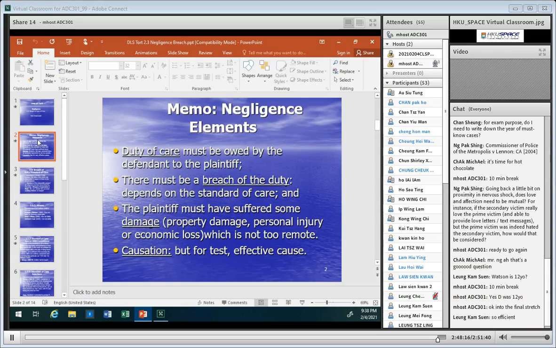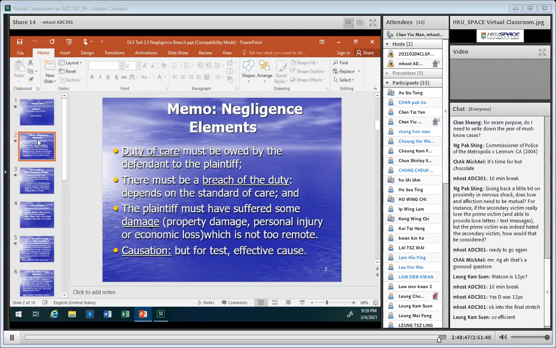We've covered duty of care, everybody. And remember, the important thing with duty of care is be aware of what the damage suffered by the plaintiff is, okay? And if it's directly caused personal injury or property damage, it's simply Donoghue and Stevenson, duty of care, reasonable foreseeability. If it's nervous shock or pure economic loss, then you have to go further.